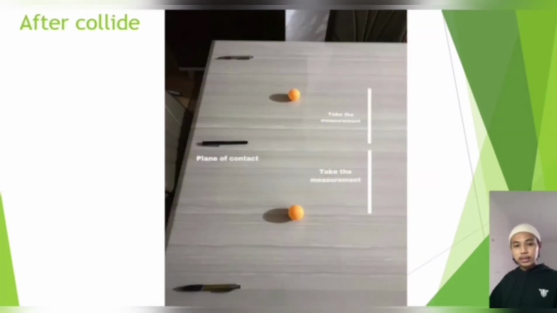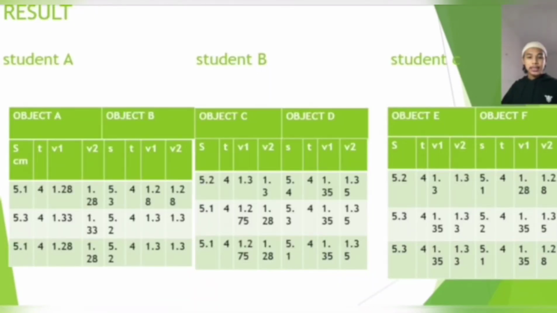Now you can see this is our experiment in the first scenario after the collision, and you can see the distance between the ball and the plane of contact. Now we must measure the distance between the plane of contact and the ball, and the measurement we get, we must take note in our notes because we want to do a calculation later. That is our result in the first scenario for student A, student B, and student C.